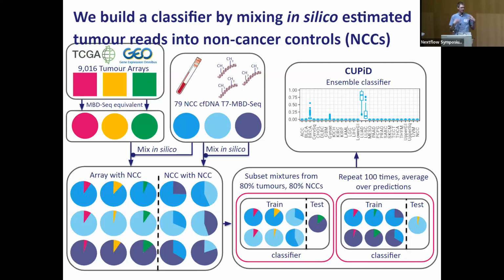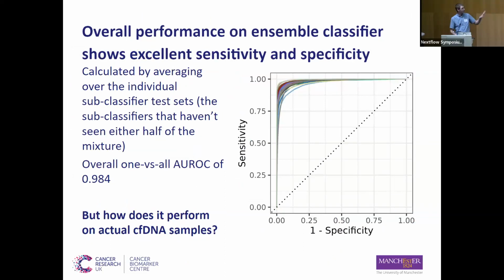All right, the classifier thinks that it's a lung cancer or a breast cancer. And the performance looks good when I apply it on held out mixtures. But how does it perform on actual cfDNA samples? I've not trained it on actual tumor samples. I've just trained it on these mixtures.